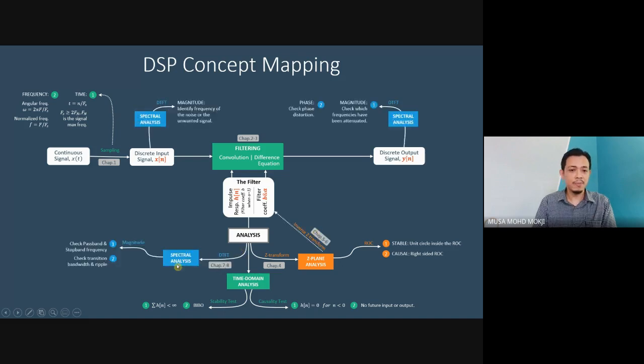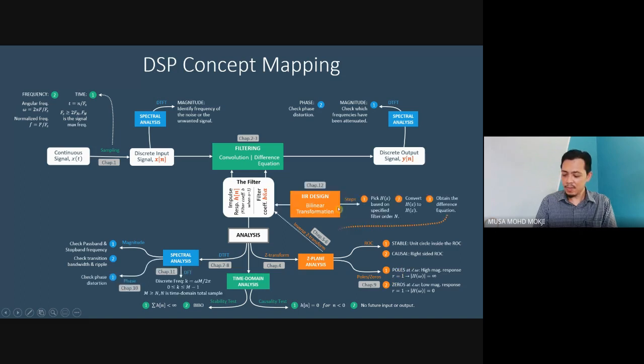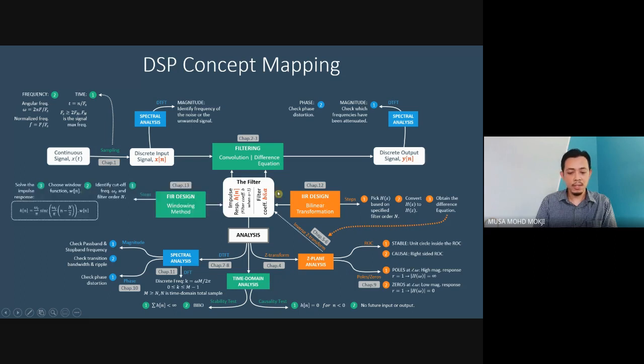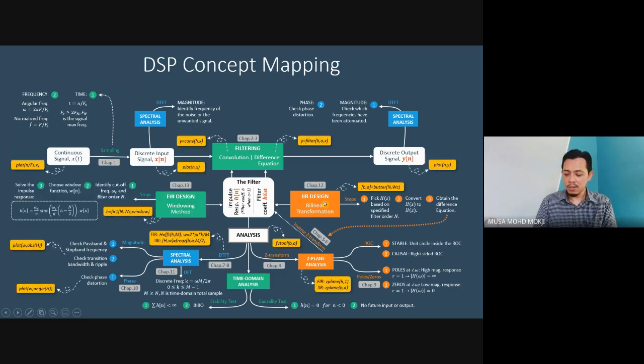Later, there is a Fourier transform. So there is a Fourier transform here, and then another Z transform. Okay, and then design. So we're going to make some design. There's two parts of design here. And in this slide, you can also see the MATLAB function. This is actually very useful for you to do the assignment, right?